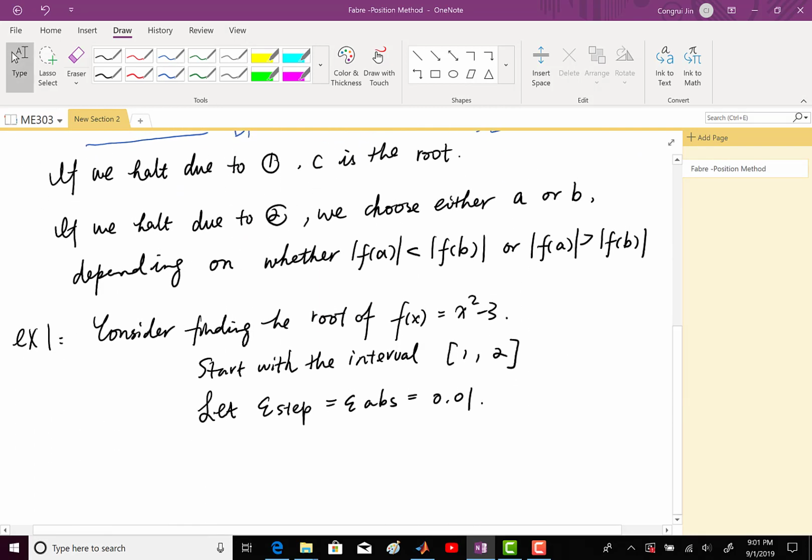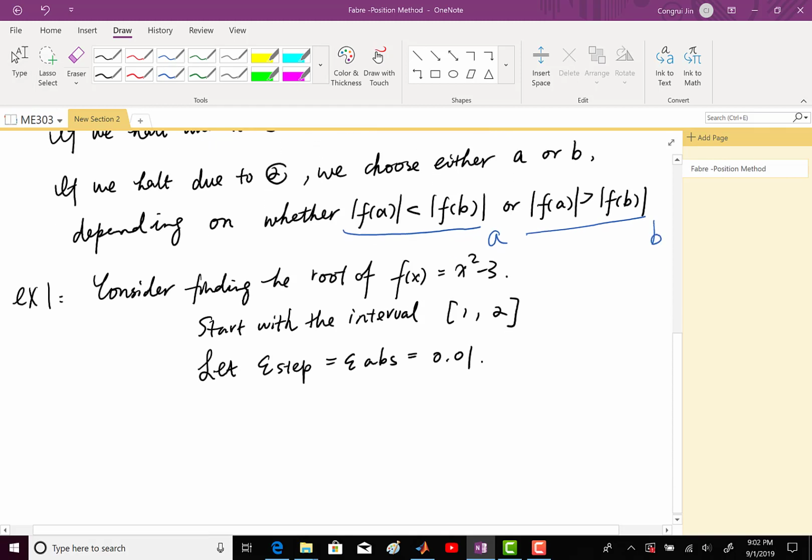Okay, so if we halt due to the first condition, then the intersection point C is the root. If we halt due to the second condition, we choose either A or B as the root, depending on which one is a better approximation of the root. If the absolute value of FA is less than the absolute value of FB, we use A as the root. If the absolute value of FA is larger than the absolute value of FB, then we use B as the root.